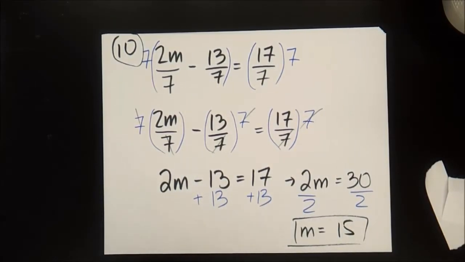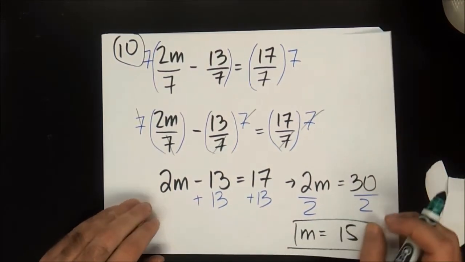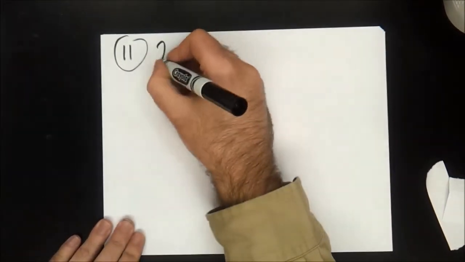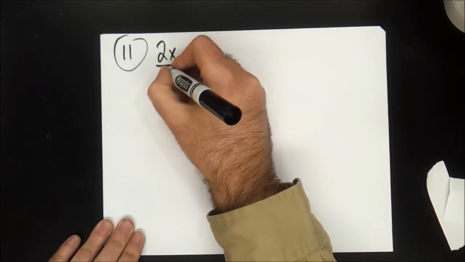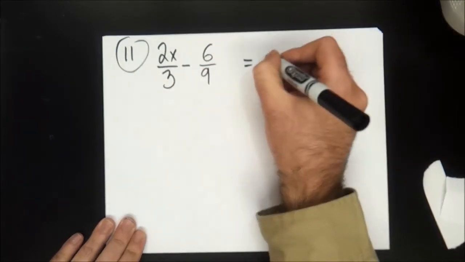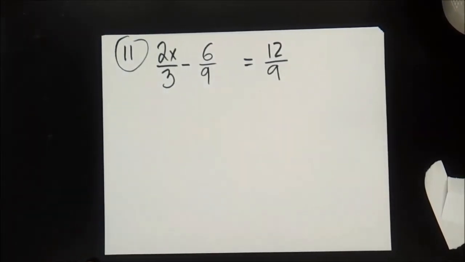All right, 2 more to go. Almost there. The last 2 are the fun ones. They're similar to number 9 and 10, except these guys, these terms, have different denominators. Now, just like with the problems before, the number 9 and 10, what you want to do first is get rid of the denominators. Make them to be non-fractions.